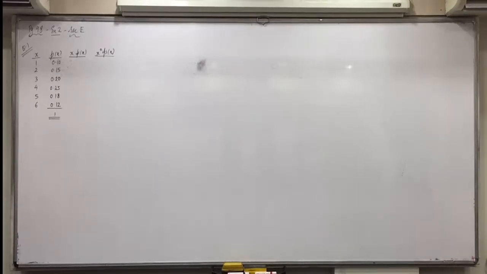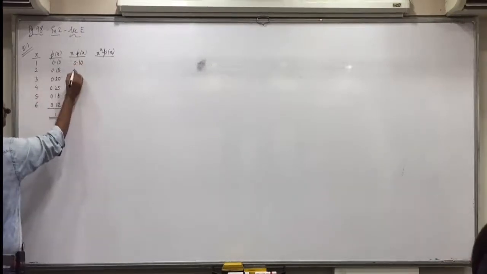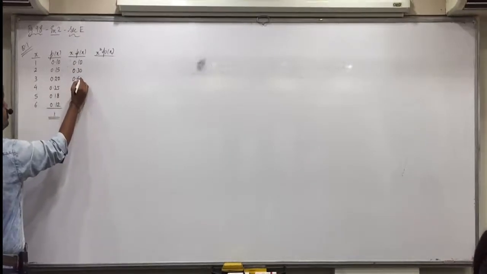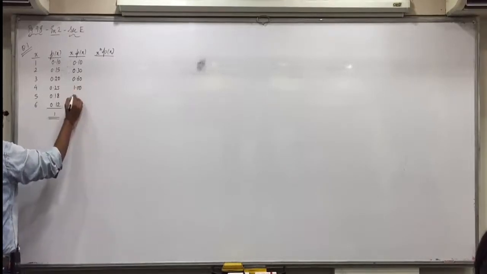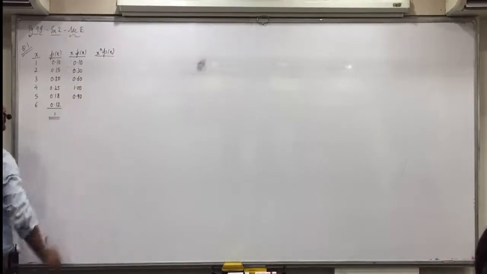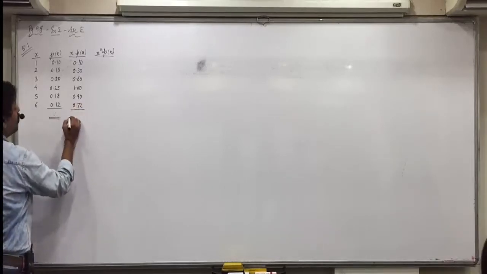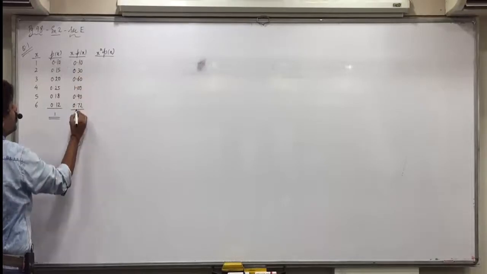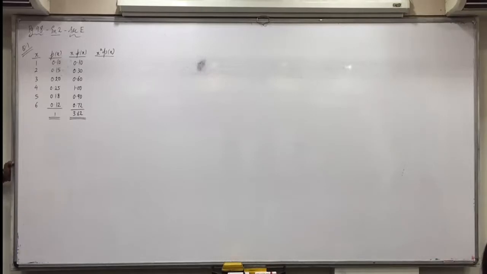Right, everyone? Now x into px. 1 into 0.1, 0.1, 2 into 0.15, 0.3, 3 into 0.2, 0.6, 4 into 0.25, 1, 5 into 0.18, 0.9, and 6 into 0.12, 0.72. 0.1, 0.41, 2, 2.9, 3.62. Any doubt with this?